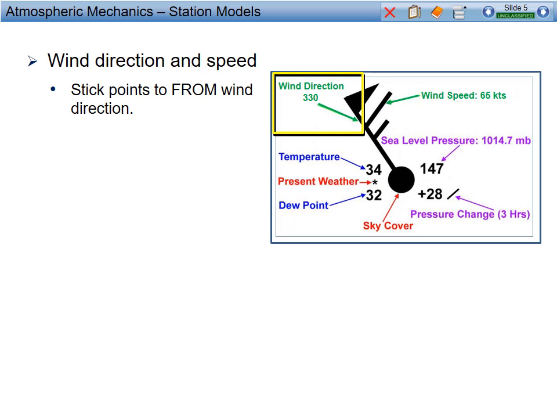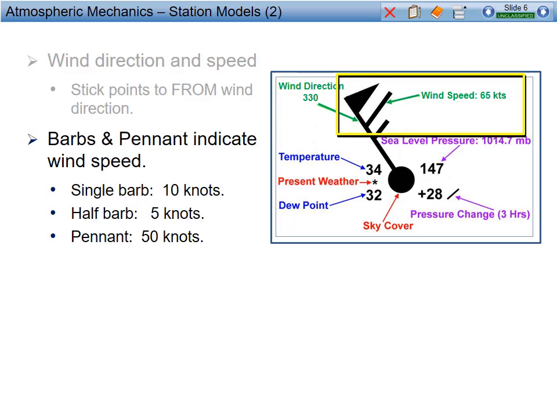Speed is indicated by a quick glance at the barbs and/or pennants, which are indicated coming off the stick. The pennant is the little black triangle that stands for 50 knots. A full barb is 10 knots and a half barb is 5 knots. So the combination shown indicates 65 knots of wind. And there it is spelled out.